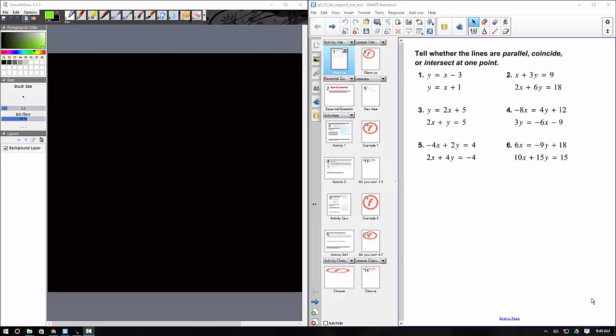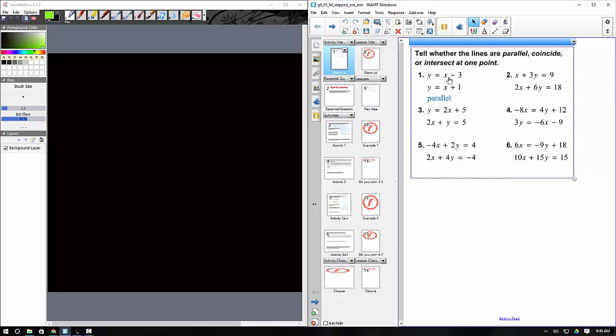So this will focus on Chapter 5, Section 4. Before we get started, your little starting point, what you should be doing first is looking at these 6 problems and figuring out whether the lines are parallel, if they coincide, or intersect at one point. So I want you to take a moment, figure it out, and I'll give you the options. All right, so hopefully you've had a chance to fill these out.